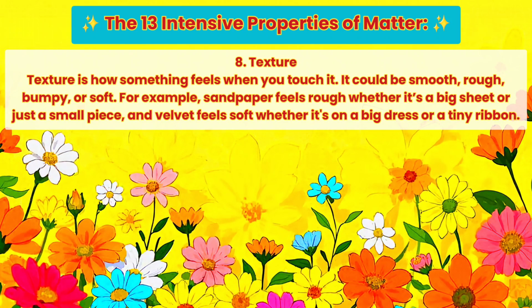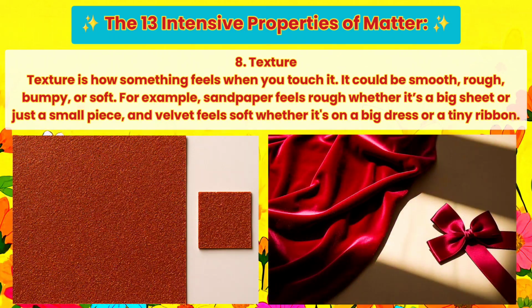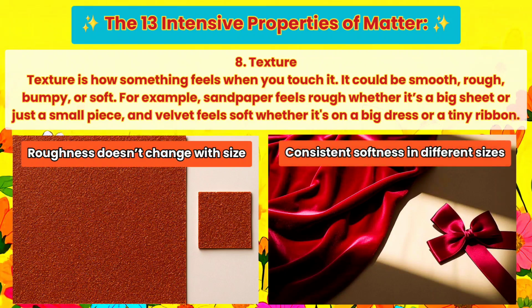Number 8, texture. Texture is how something feels when you touch it. It could be smooth, rough, bumpy, or soft. For example, sandpaper feels rough whether it's a big sheet or just a small piece. And velvet feels soft whether it's on a big dress or a tiny ribbon.